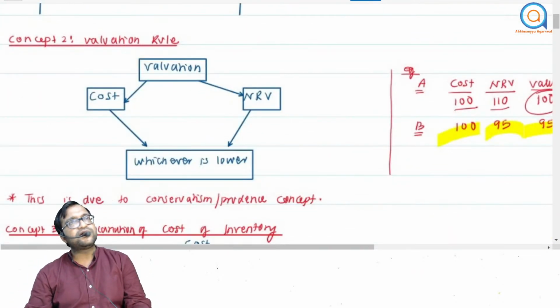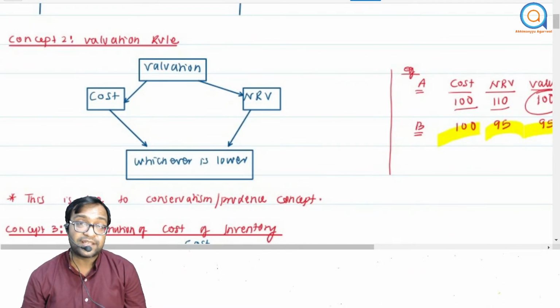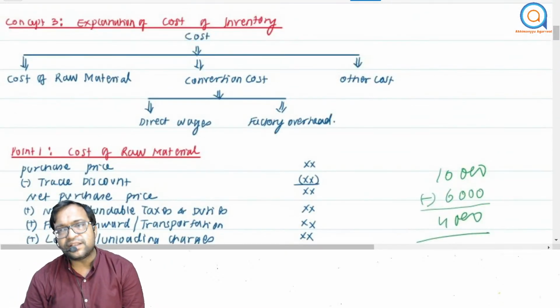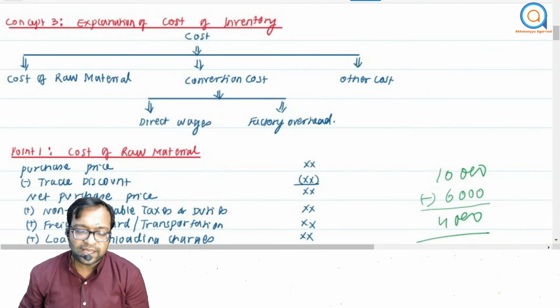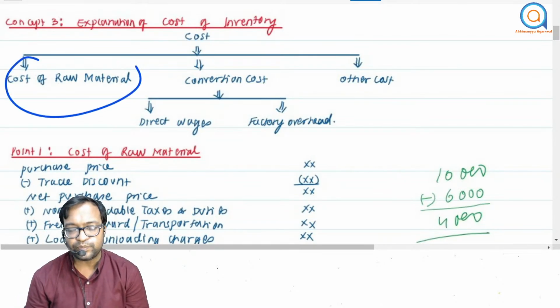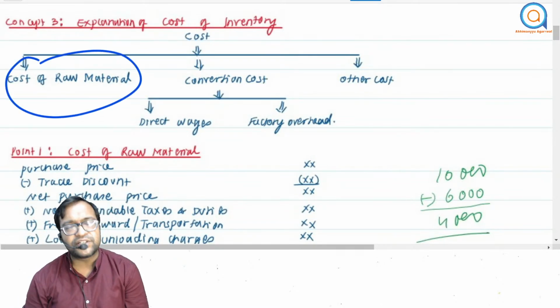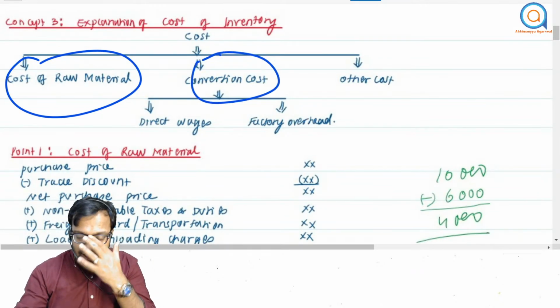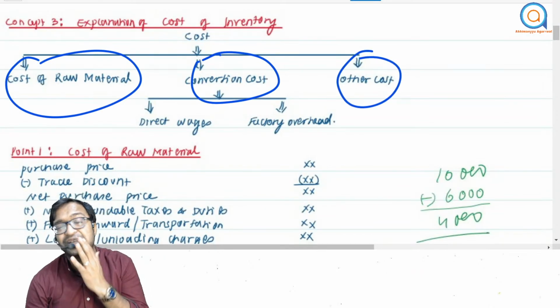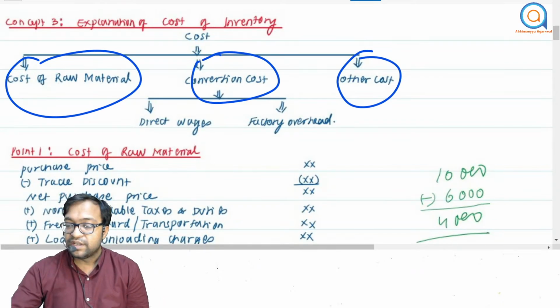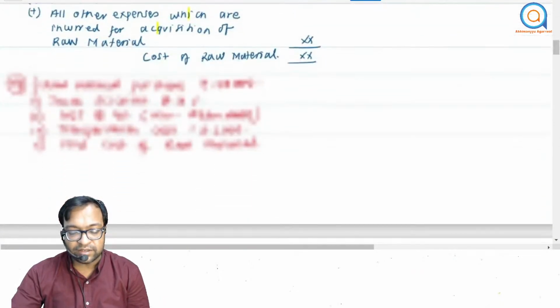Now, what is the valuation rule? The valuation rule for stock as per AS 2 is cost or NRV, whichever is lower. NRV means net realizable value. Now, how to find the cost? You should remember all these things. They can ask you in the exam. To find the cost of any goods, first take the cost of raw material. Now add conversion cost. Conversion cost means direct wages and factory overhead. And last, you should add other costs which are incurred to bring the goods to their present condition and location. So these are the three items which are included in cost.